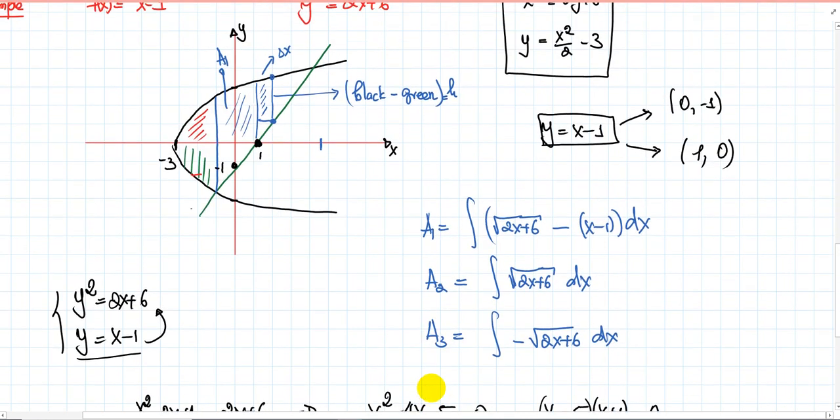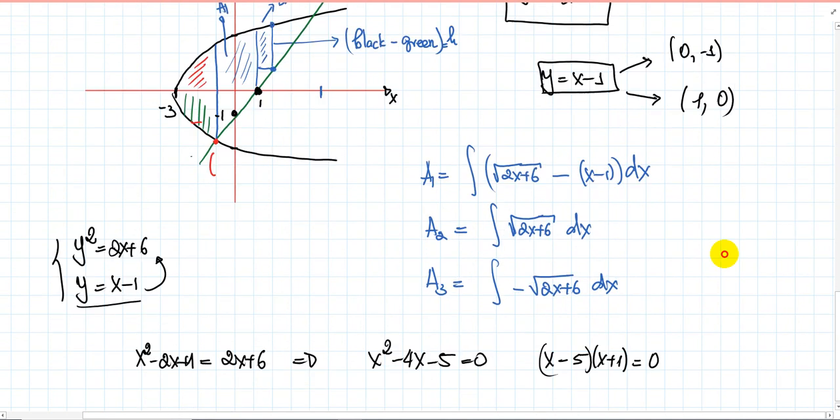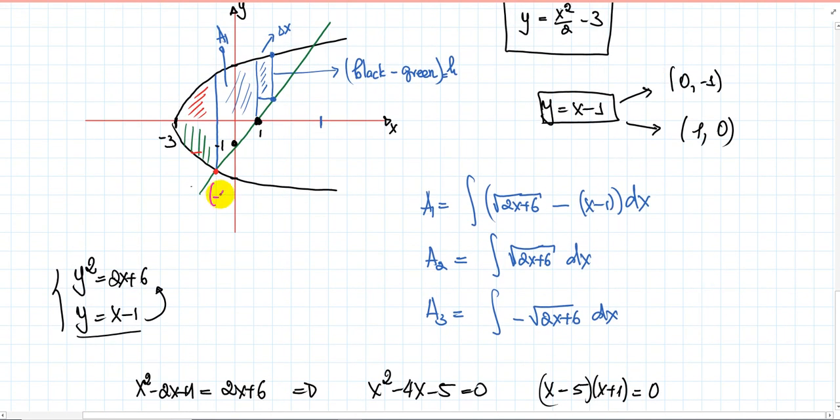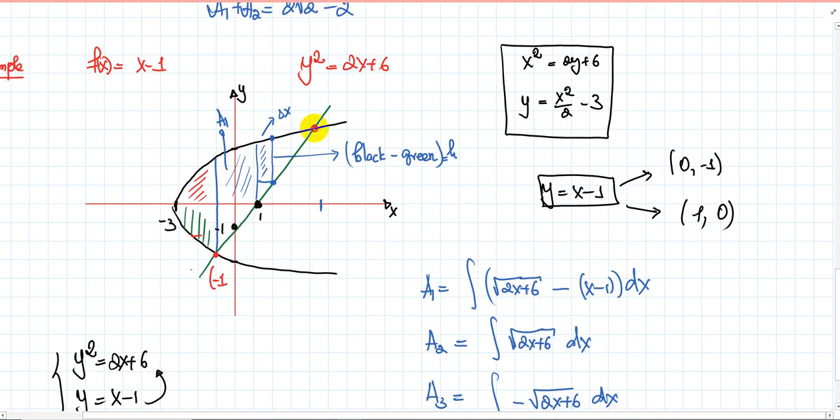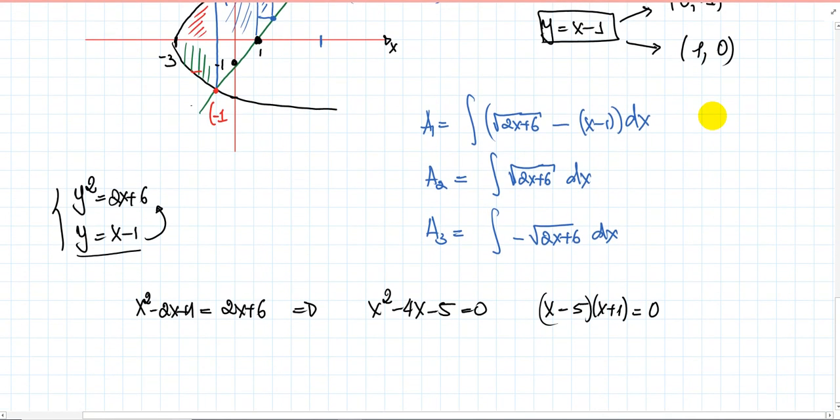The coordinates of this point here, the x coordinate will be minus 1, right? The coordinate of this point here, the x coordinate will be 5. Okay? How to find the y coordinates? So x1 was equal to minus 1, x2 is equal to 5. In order to find the y coordinates, we need to put this into any of the equations. So this will be satisfied by this equation and by this equation as well. Both of them will give you the same y.